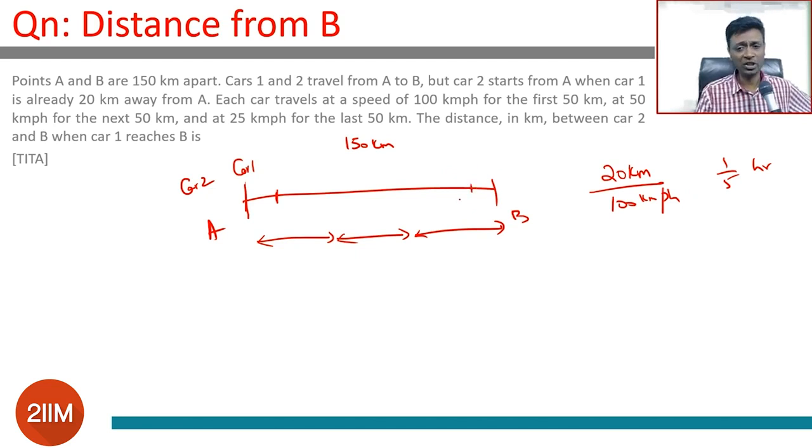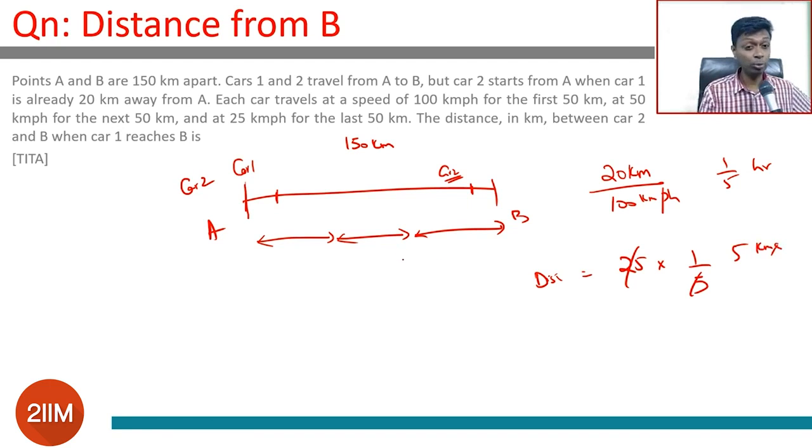Finally, when car 1 reaches B, car 2 will be at a point where it's going to reach in 12 minutes. This is the last stretch, traveling at 25 kilometers per hour, and another 12 minutes to reach. So the distance is 25 into 1 by 5: 25 kilometers per hour into 1 by 5, or 5 kilometers.